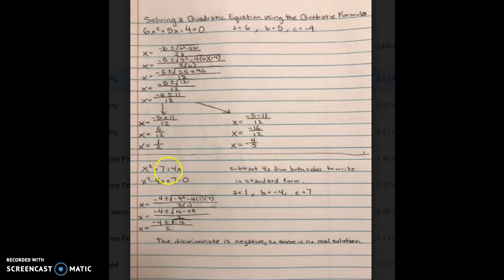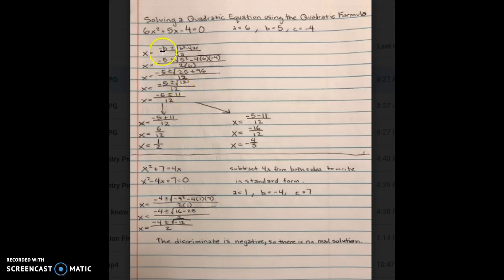You have x squared plus 7 equals 4 times x. And we want to subtract 4x from both sides to write it in standard form. So we're going to get x squared minus 4x plus 7. You took away 4x here, that gives us 0. Take away 4x here, that gives us this. And so our a is equal to 1. There's nothing in front of x, so that means that it's 1. B is equal to negative 4, and c is equal to 7.